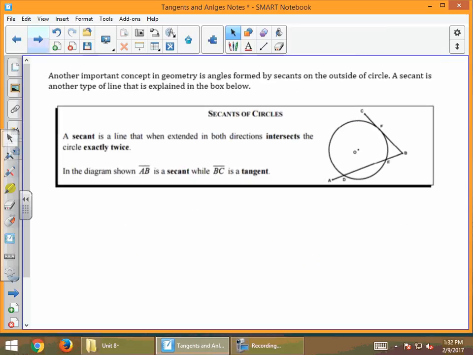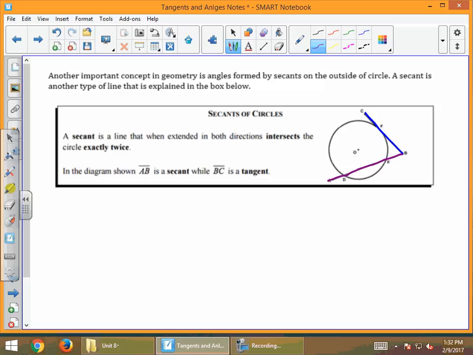A line that we haven't talked about yet is a secant. We talked about tangents yesterday. How many times does a tangent touch a circle? Once. Right? How many times do you think a secant is going to touch a circle? Twice. Yeah, very good. So we look here, BC is a tangent because it's touching a circle one time. AB is a secant because it starts outside the circle, touches the circle, goes through the circle, touches it again, and then leaves.